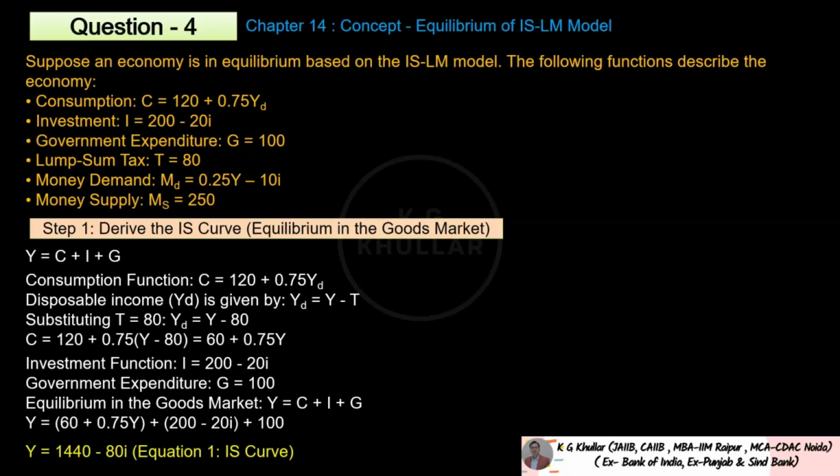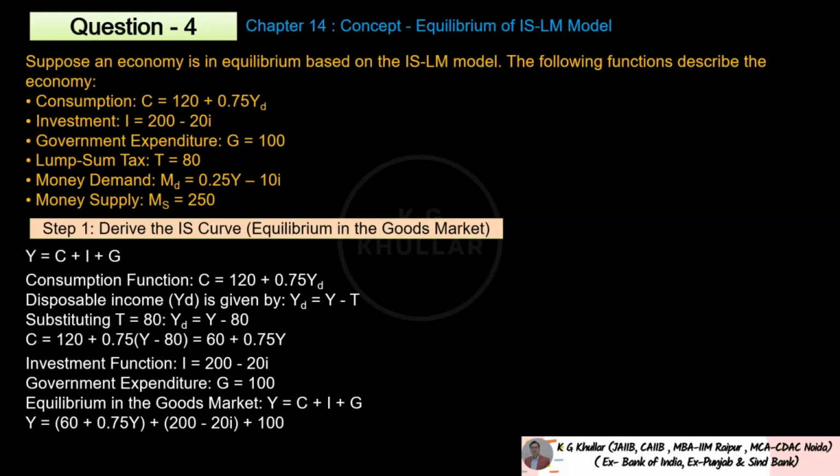So friends, let's substitute all these values in the equation here. The equilibrium in the goods market becomes Y equals C plus I plus G, that is Y equals 60 plus 0.75y plus 200 minus 20i plus 100. On simplifying and solving, you will get Y equals 1440 minus 80i. And this is nothing but the IS curve equation.